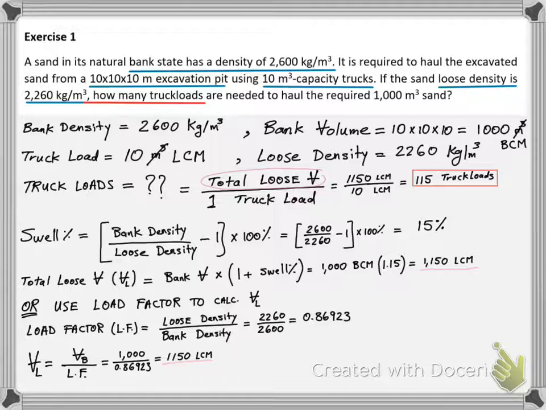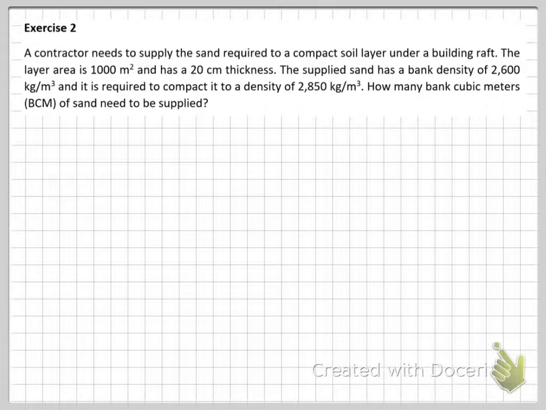Moving to the second exercise. A contractor needs to supply the sand required to compact a soil layer under a building raft. The layer area is 1000 meters square and has a 20 centimeter thickness. The supplied sand has a bank density of 2600 kilogram per meter cube, and it is required to compact it to a density of 2850 kilogram per meter cube. How many bank cubic meters, BCM, of sand need to be supplied?